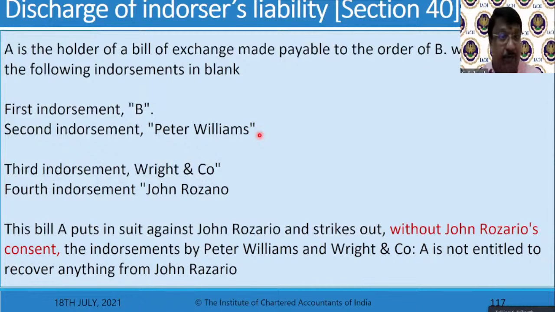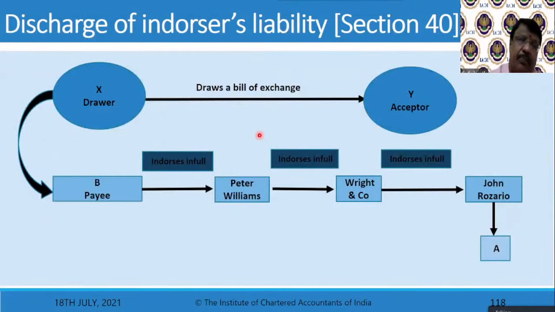Peter Williams and Right and Go are not legally discharged, but you struck out their names, like an idiot. What can you do now? Of course, a larger question: suppose B pays A, then he can sue Peter Williams and Right and Go, because when he signed it, their names were very much there. They can go there as subsequent endorsers. So, as I told you, once you put it in a diagram, it becomes easier. Time is really running out.